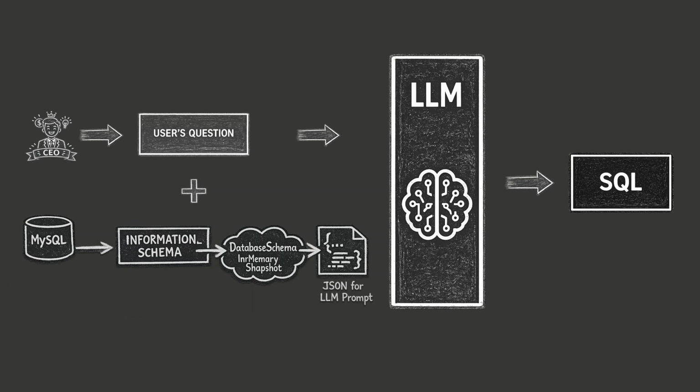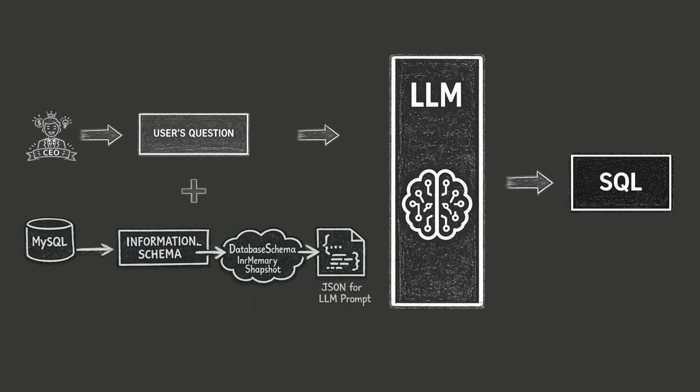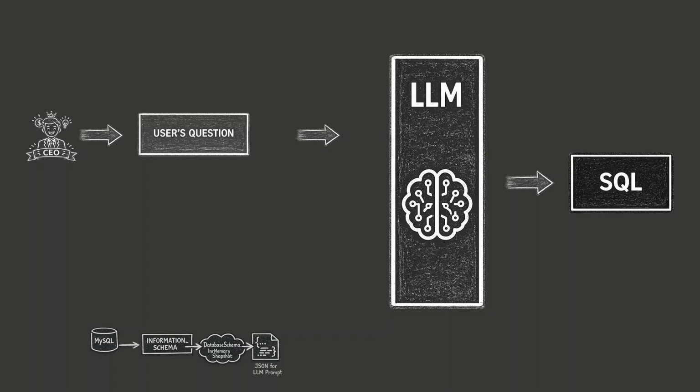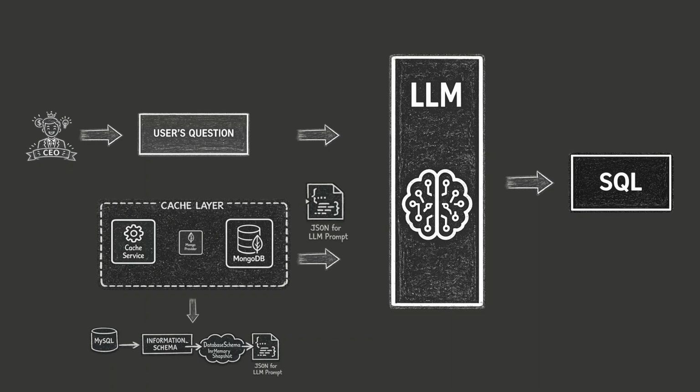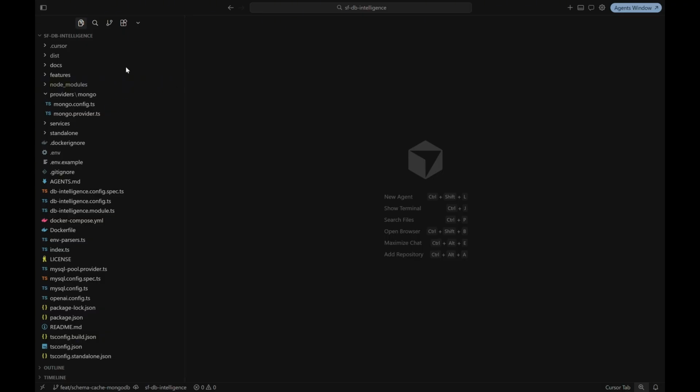The solution is a caching layer between Text-to-SQL and the MySQL schema discovery logic. It consists of a cache service, MongoDB for storage, and a Mongo provider that keeps the whole feature optional. Instead of rebuilding the schema every time, the module asks the cache layer for the schema context and only returns to MySQL when necessary. Let's walk through the main pieces.